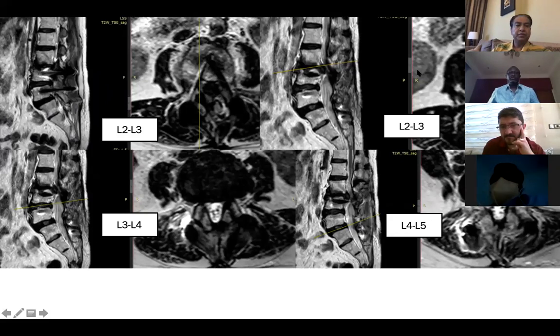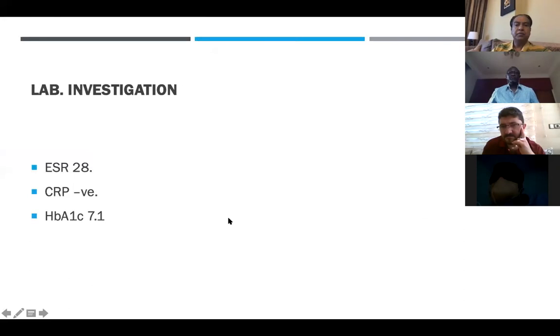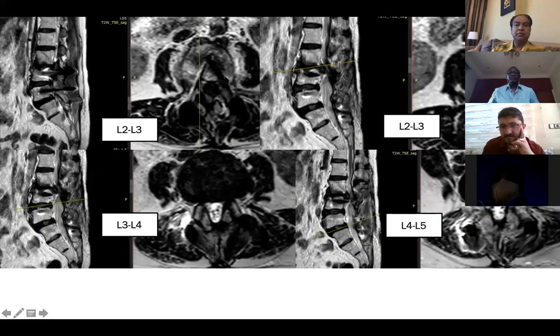Is it adjacent segment disease or is it the same segment? I mean, it's not an adjacent segment. The segment above, there is a problem above the fusion. The fusion is from L2. L2 is the proximal. So at L2-3 there is a problem. L3-4 has been fused.